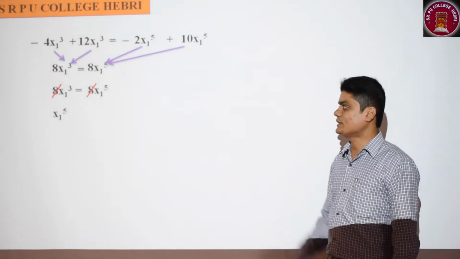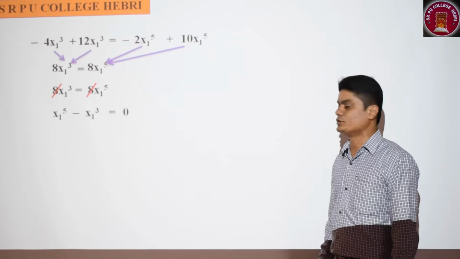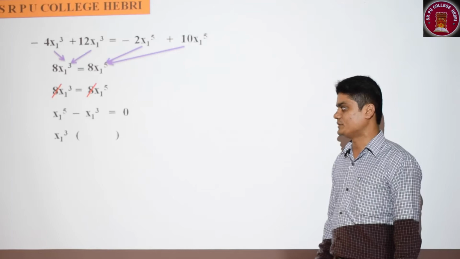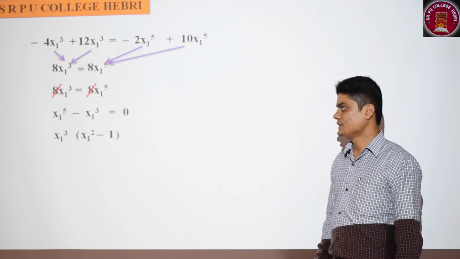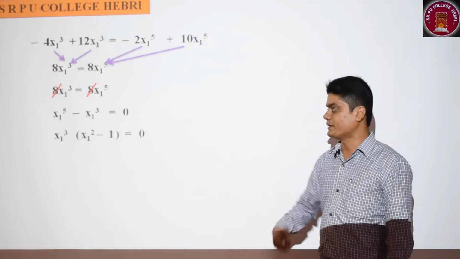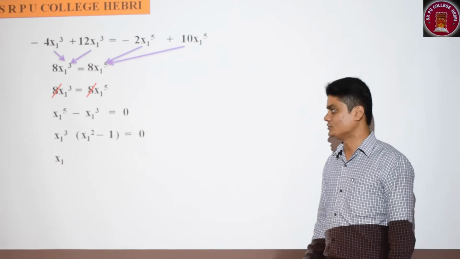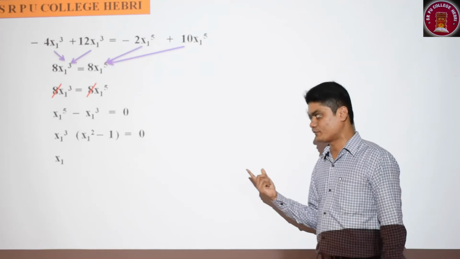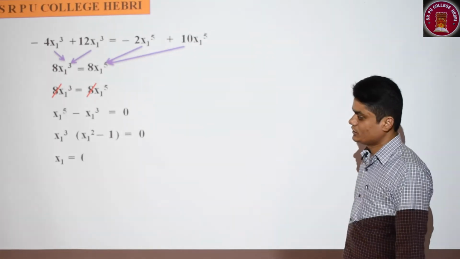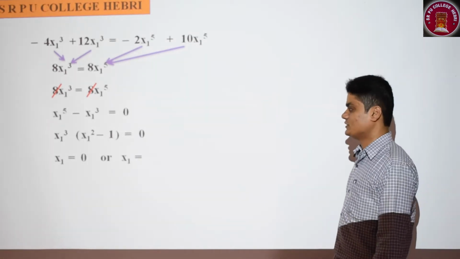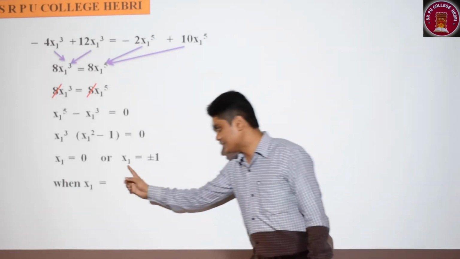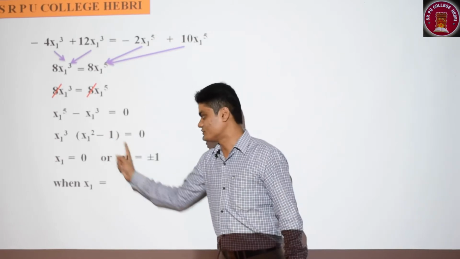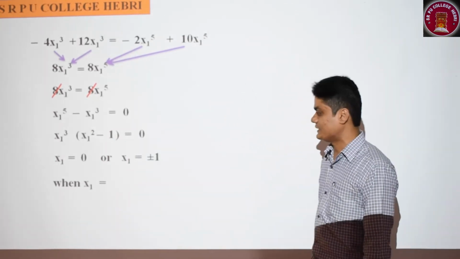So from both ends 8 will get cancelled. Correct? So x1 power 5 minus x1 cube equal to 0. In these two terms, which is common? x1 cube is common. Take it outside. Now product of two terms is equal to 0 implies one of them must be 0. So which one of them is 0 here? Either x1 is equal to 0 or x1 whole square minus 1 equal to 0. That implies x1 is equal to plus or minus 1. So x1 square minus 1 equal to 0 means x1 is equal to plus or minus 1.